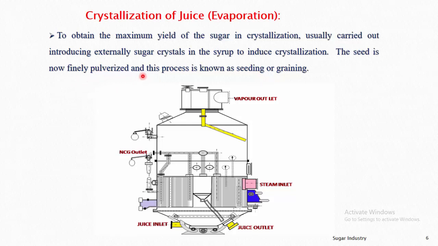The seed is finely pulverized, and this process is known as seeding or graining. As you know, the addition of external sugar crystals into the syrup, where the crystals can appear, is known as seeding or graining.